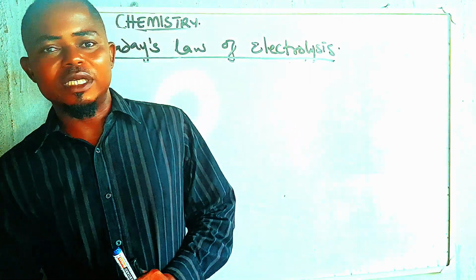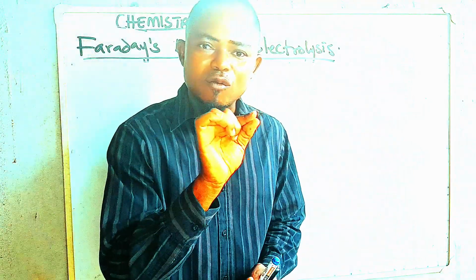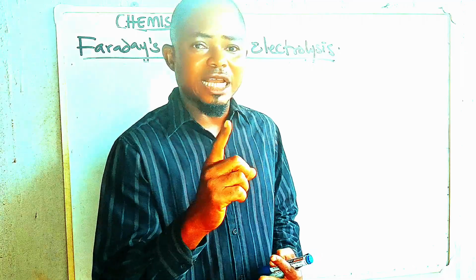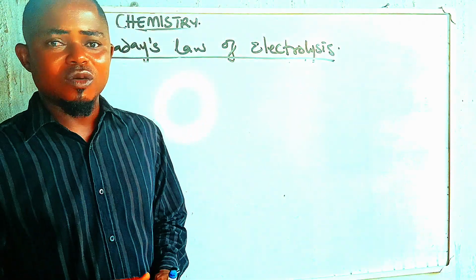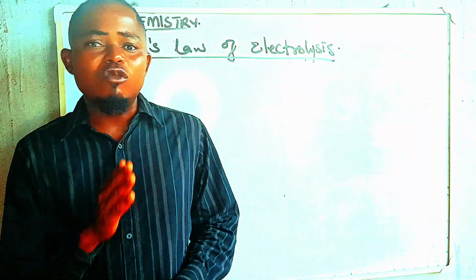First of all, let me remind you what electrolysis is. Electrolysis, simply put, is the passage of what? Electricity through a substance, either in its molten state or aqueous solution, and then it is being decomposed by it. What does that mean? When you pass electricity through any of these substances, molten or aqueous, it will split it.